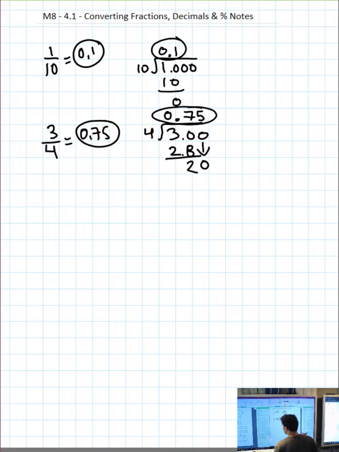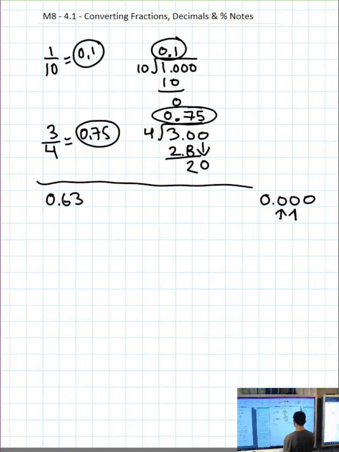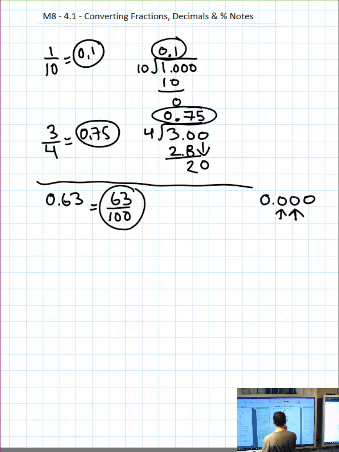Okay, now let's go from a decimal back to a fraction. So let's take 0.63. Now we have to know the different digits. So way off to the right, 0.000. This is the 10th spot. This is the 100th spot. So if we have 63, we're just going to put 63 over 100. Because the last digit is in the 100th spot.